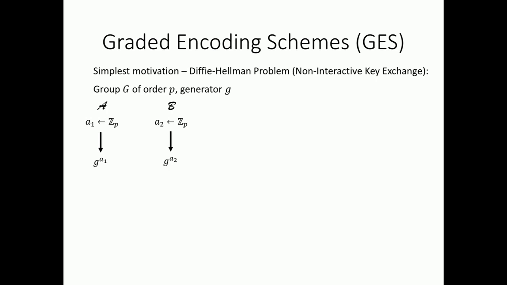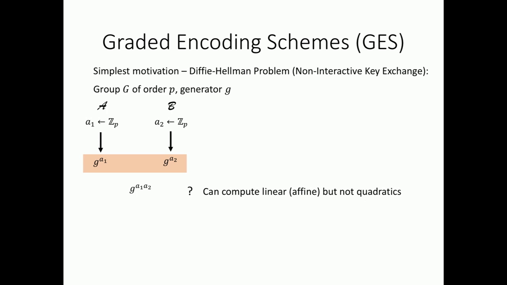Given these values, Bob can compute g^(a1·a2), and Alice can also take g^a2 and raise it to the power of a1, and both of them can compute g^(a1·a2). But hopefully the eavesdropper that sees g^a1 and g^a2 cannot come up with g^(a1·a2). So in the exponent, you should be able to compute linear functions, but in order to argue security, you should not be able to compute quadratics and perhaps not even be able to distinguish them from uniform. So this is what allows you to do non-interactive key exchange for two parties.